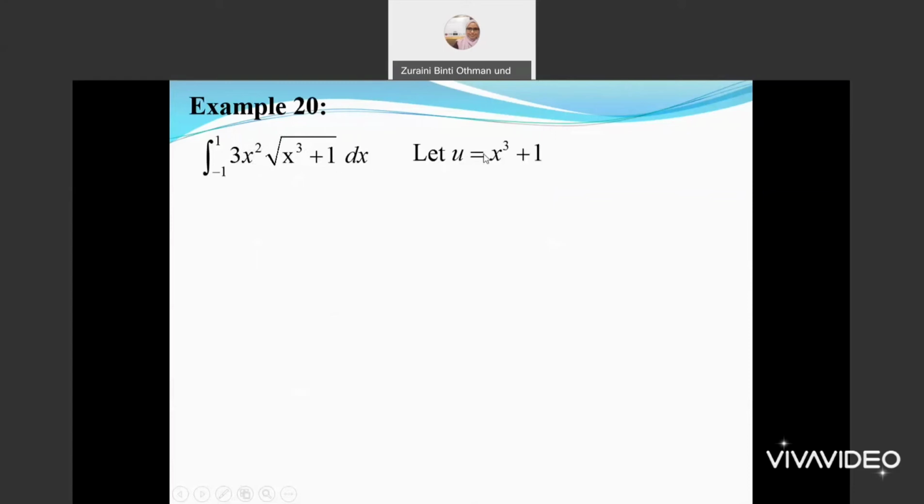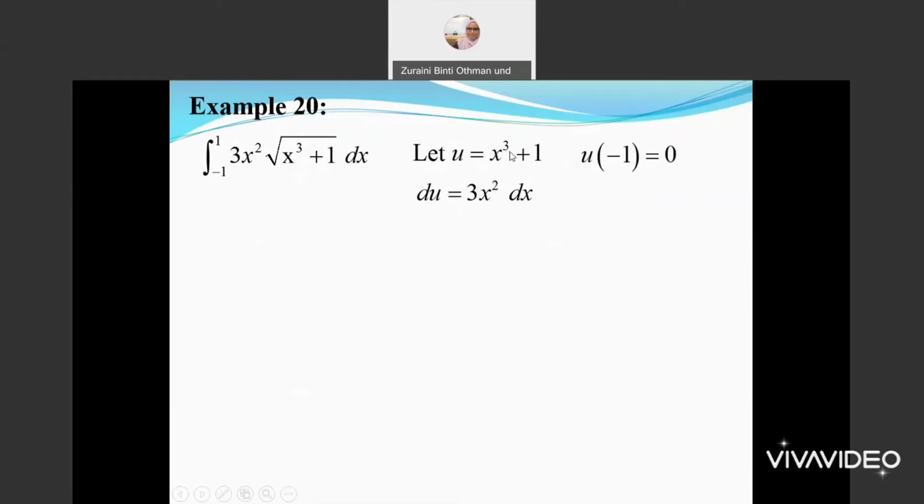So sekarang u kita gantikan dengan x kuasa 3 tambah 1. Then du ialah 3x kuasa 2 dx. Nampak tak equation ni boleh bring back. Maksudnya boleh letak di belakang 3x kuasa 2 kali dx. Okay, so sekarang kita ada 1, negatif 1. So sekarang dalam bentuk u kita boleh gantikan u negatif 1 sama juga dengan u gantikan negatif 1.